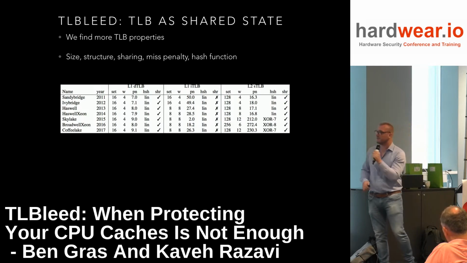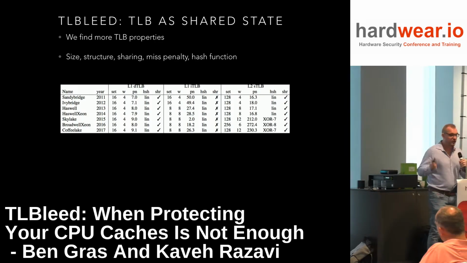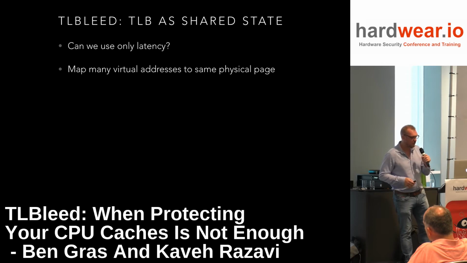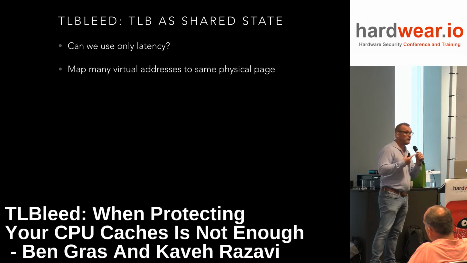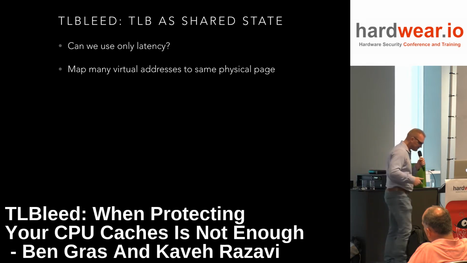Okay, so that's interesting. We understand the structure, and we know there is sharing to a degree. What we have to find out now is how we can observe this signal without performance counters. We can't use performance counters because we need a system call for that. They're too slow and they're privileged.